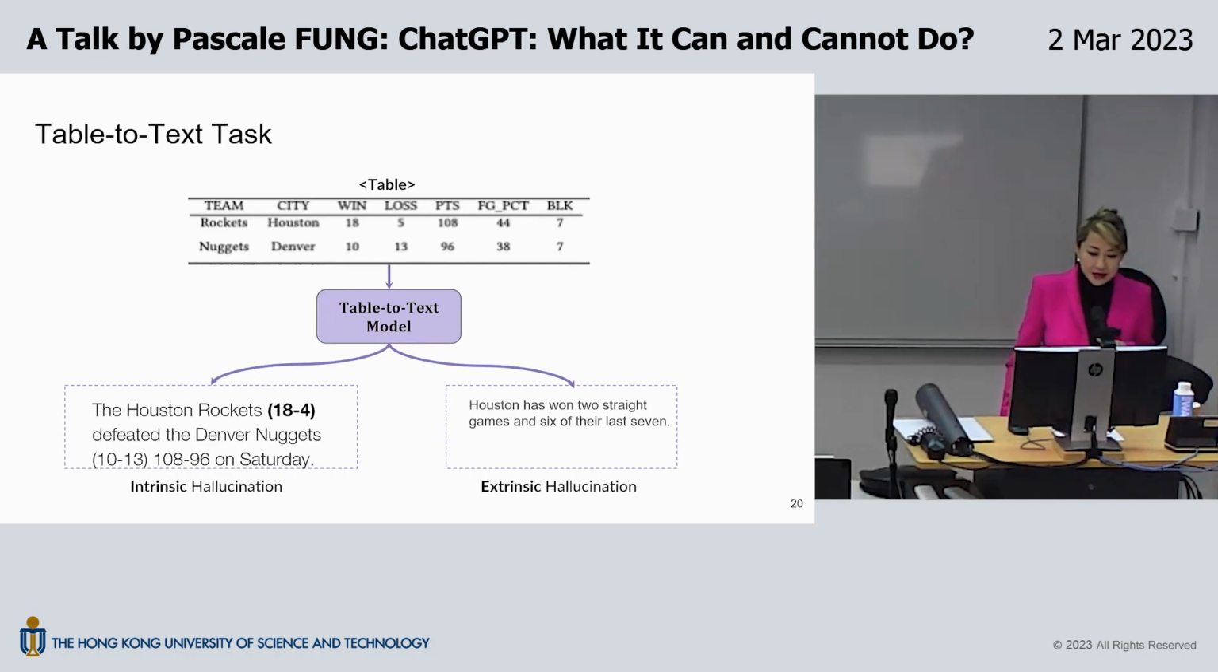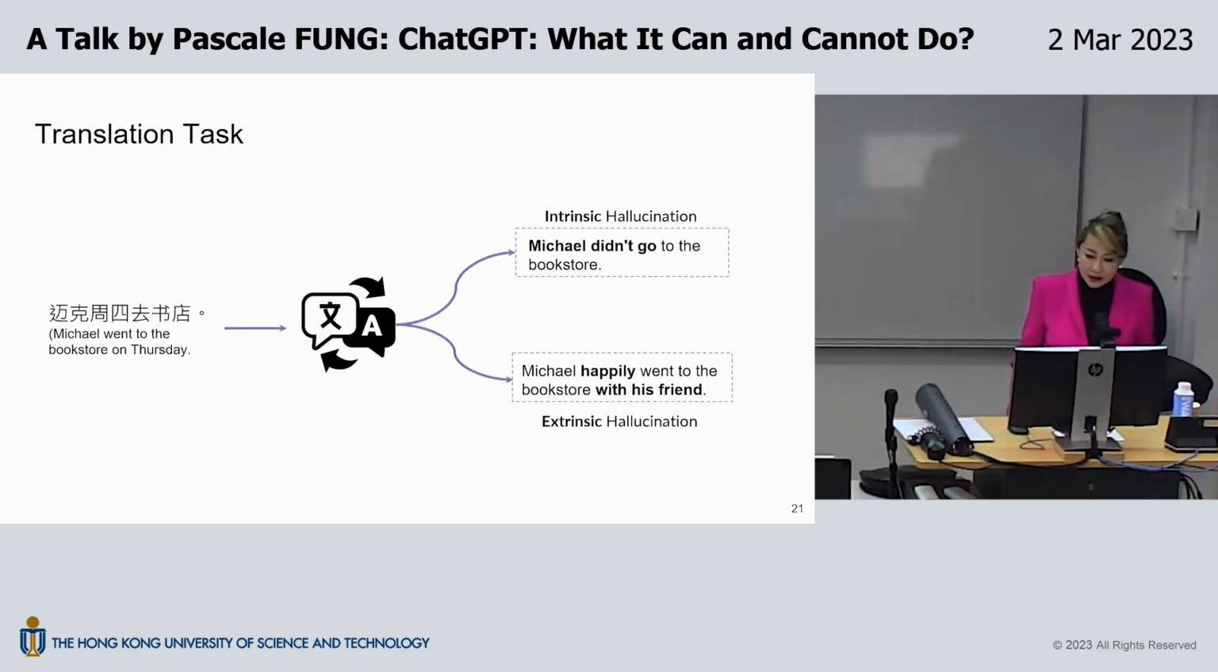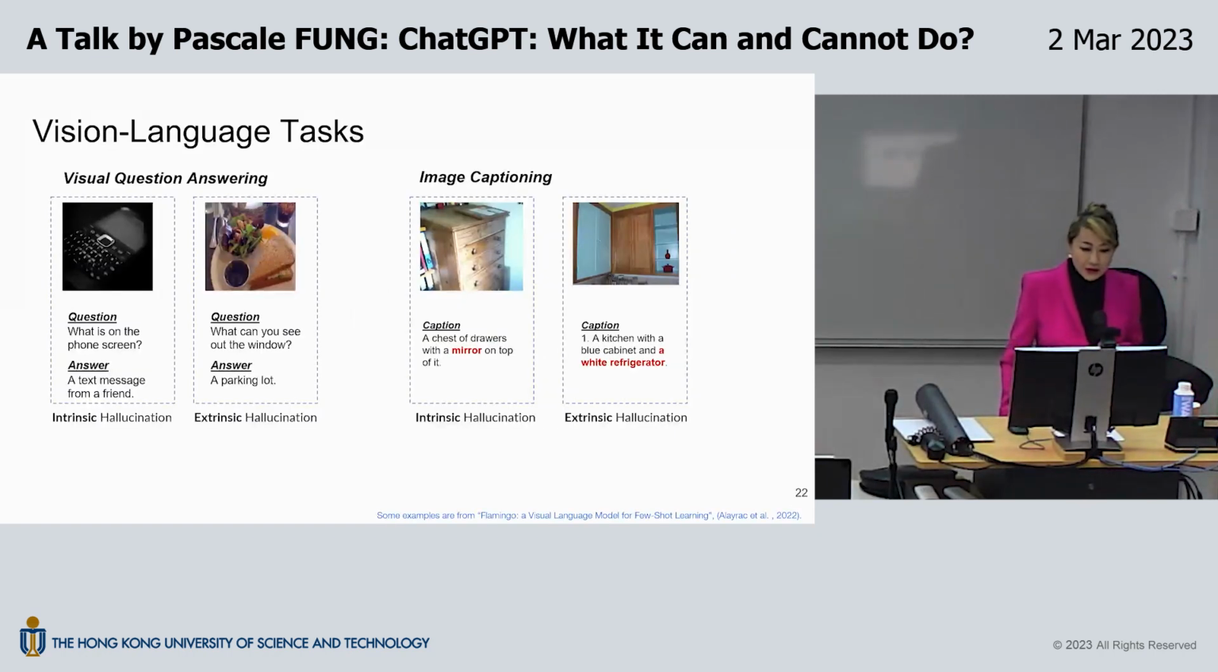Table to text. So from a table, it's trying to summarize the result from the table. But this is not from the table. It's somehow hallucinated. It says Houston has won 2 straight games and 6 of their last 7. It's not really there. Translation, similarly. Translation can hallucinate in the other language some content that's not in the source language, and the user would not know. All right, so vision language task.